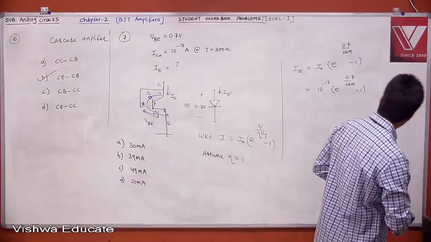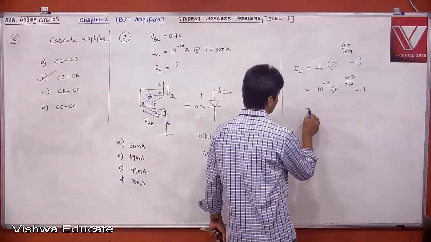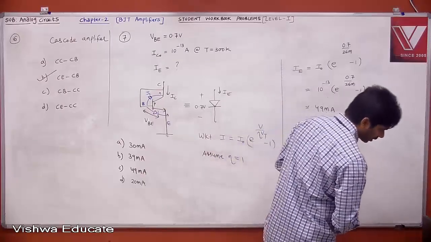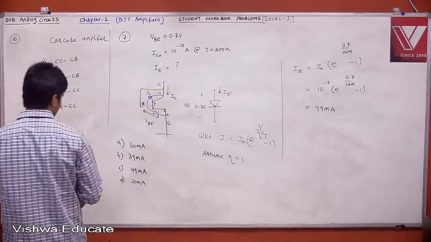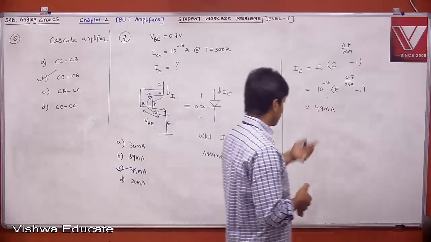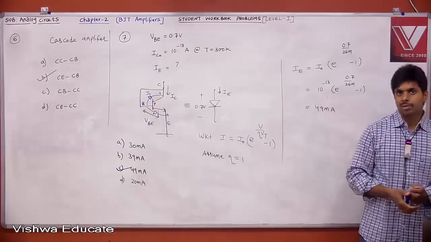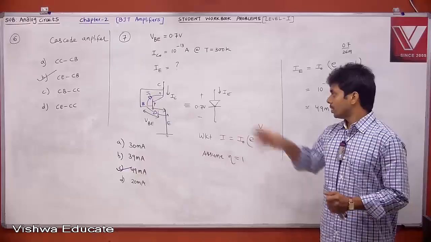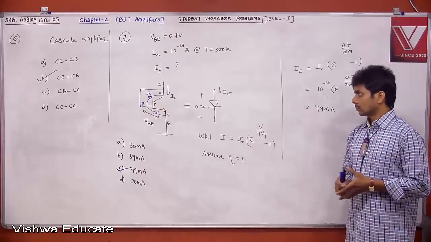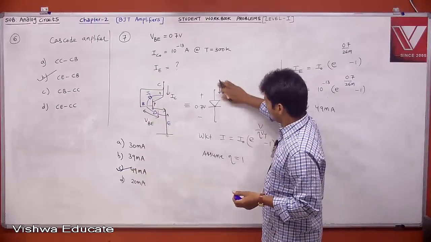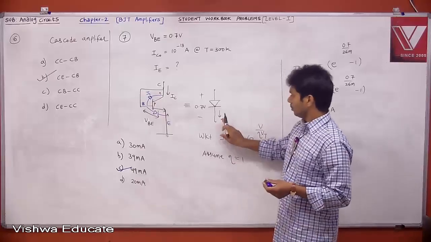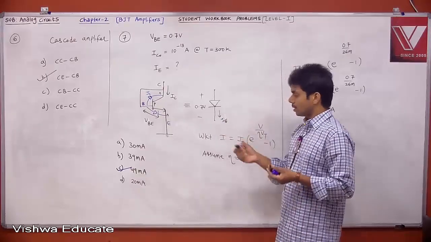you will get close to 49 milliampere. Therefore, the answer is C. Using a calculator, if you solve, you'll get it. It is simply a PN junction diode problem, but we should understand why it is a PN junction diode. Do not have any confusion. This is your IE, which is nothing but series. In series, current is constant.